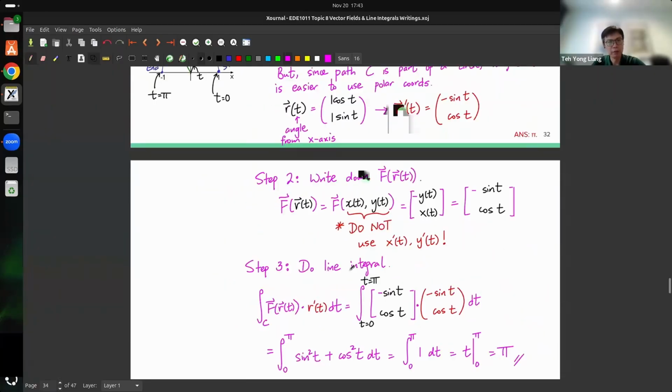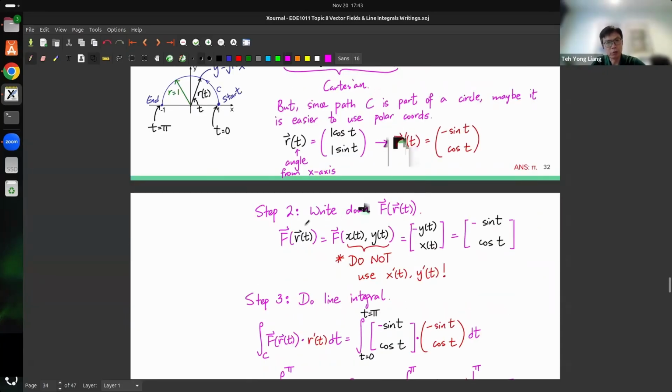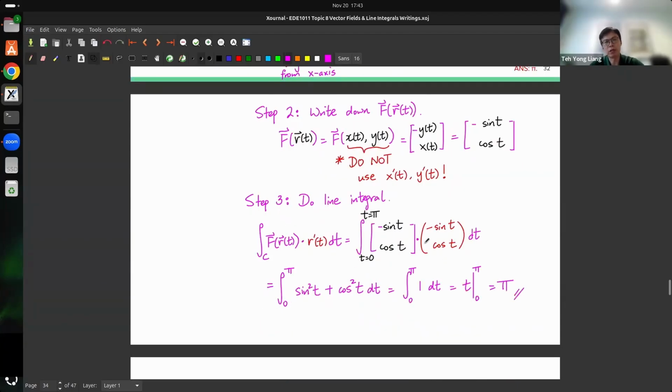Recap. Step one, parameterize the path, write down the vector function r of t. After that, differentiate to get the velocity, just differentiate each component with respect to the parameter. Step two, write down F of r of t. Whatever you have chosen to parameterize the path, you have to substitute into the vector field. Then after that, just take the dot product and perform the line integral.